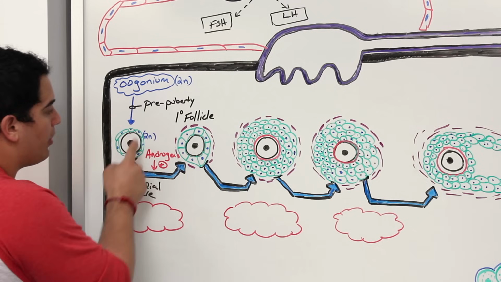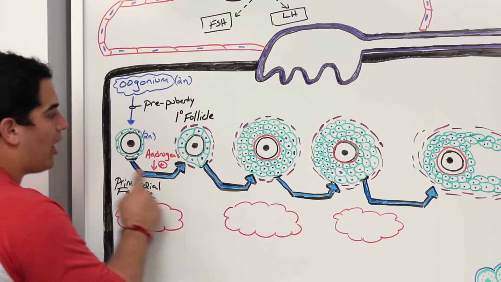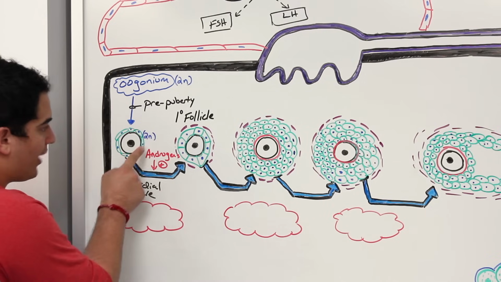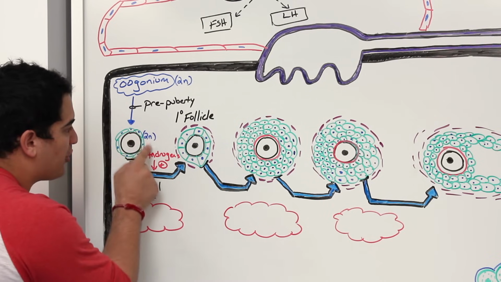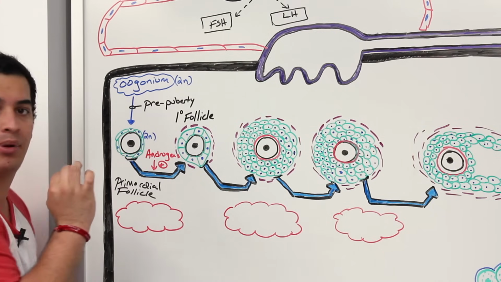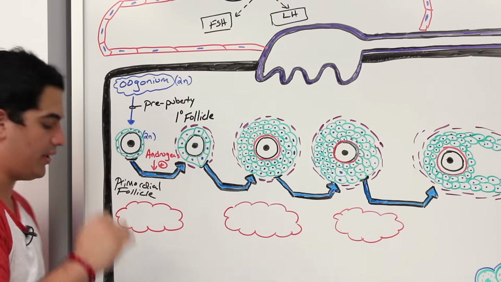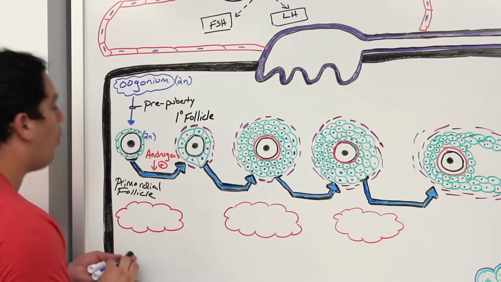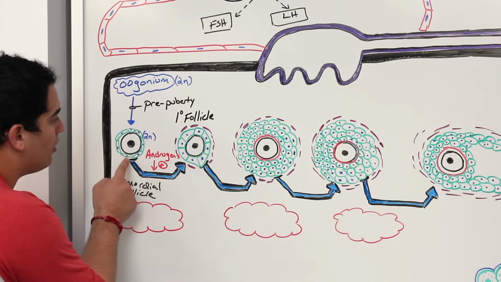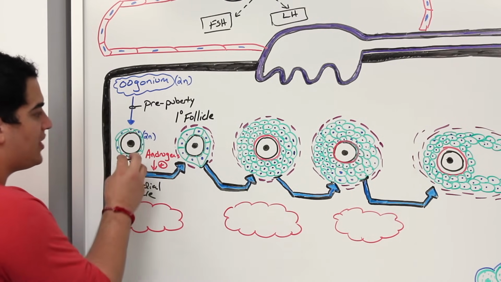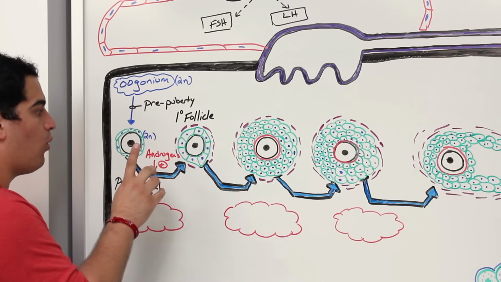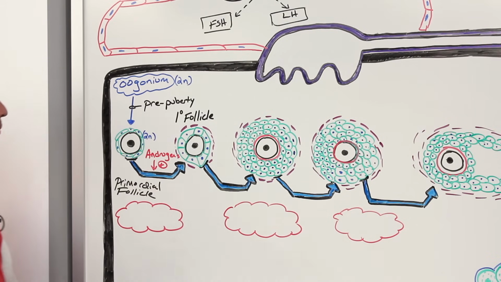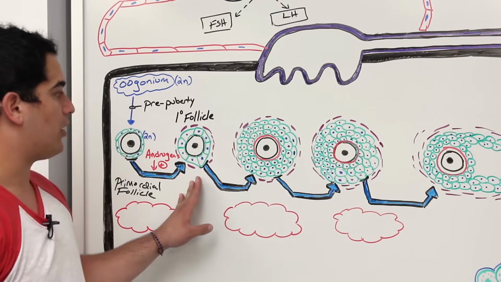So we go from pre-puberty to the primordial follicle, to the primary follicle. One more thing. I told you that this is diploid, but it's actually frozen in a specific step of meiosis. It's frozen specifically in prophase 1. So this primordial follicle is diploid, and it's getting ready to start undergoing meiosis 1, but it's frozen in prophase 1. Okay, now we're at the primary follicle.